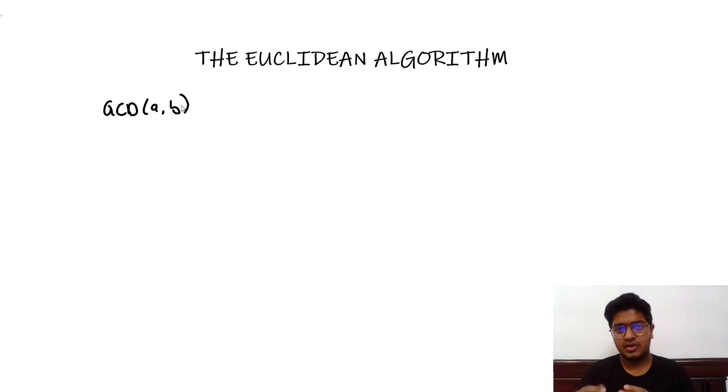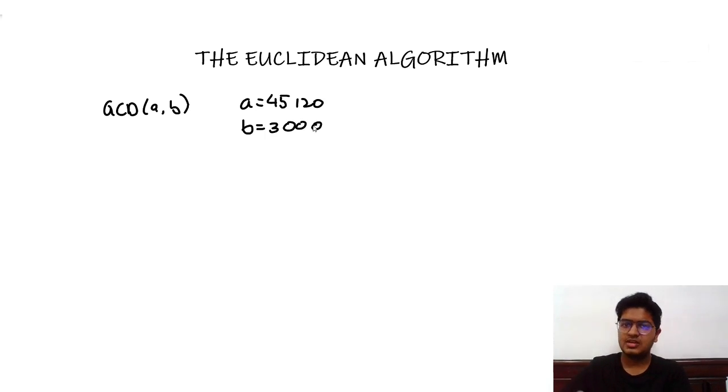Suppose we have a very large number for A and a very large number for B. For example, I have the value of A as 45,120 and B equals 3,000. Is it possible for me to list out all the factors of 45,120 and 3,000? Yes, it is possible, but it is a very lengthy, time consuming process, and also a very energy consuming process.